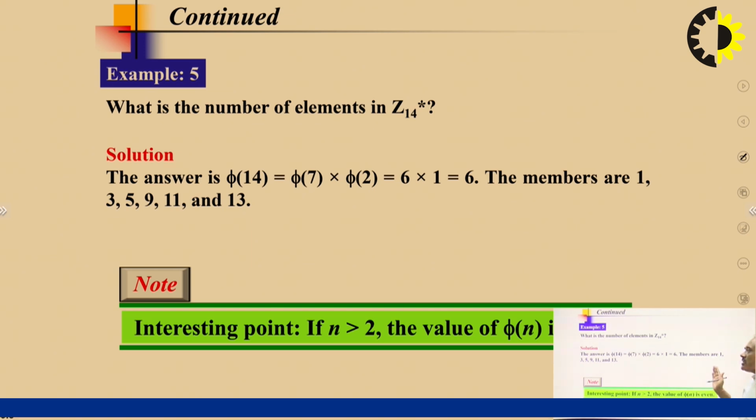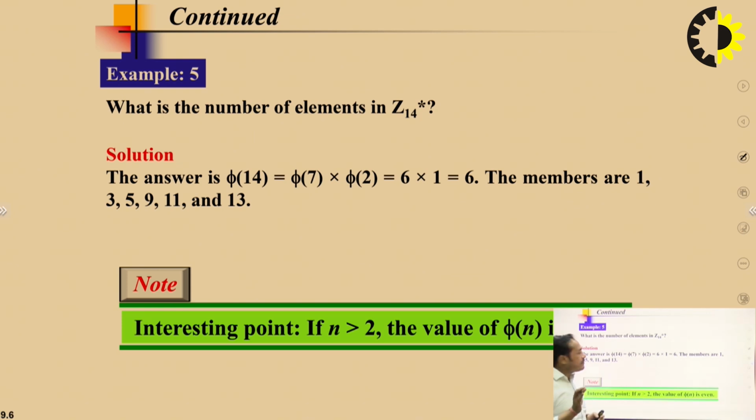The numbers are 1, 3, 5, 9, 11, 13. So what is the number of elements in Z14? You can say that the elements in Z14 are 1, 3, 5, 9, 11 and 13. So how many numbers are there? You can count 1, 2, 3, 4, 5, 6. So there are a total of 6 numbers in Z14.